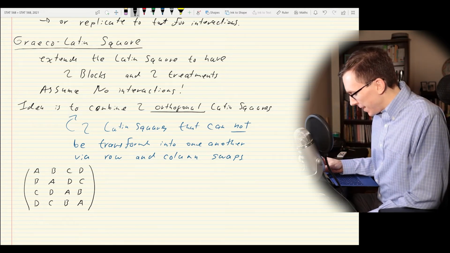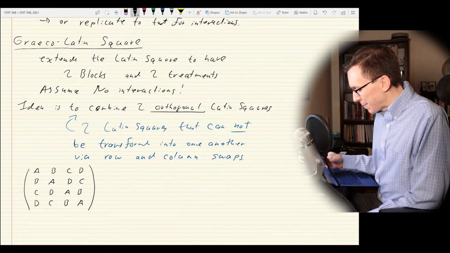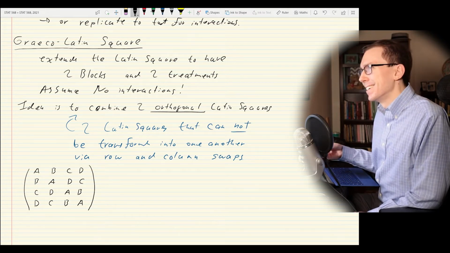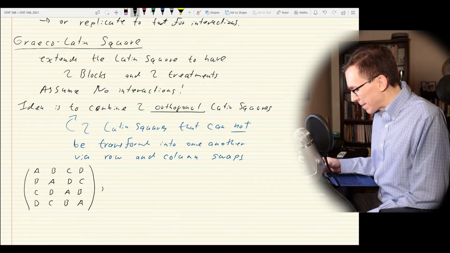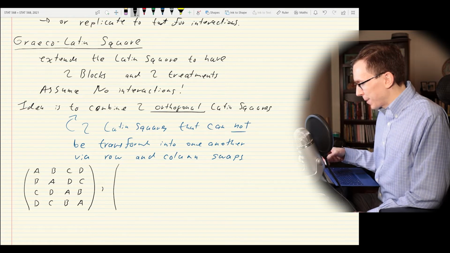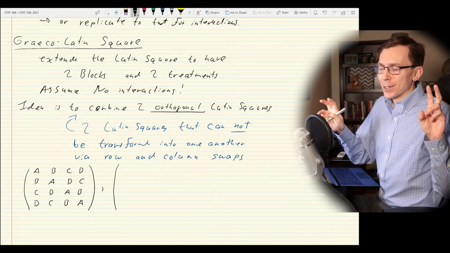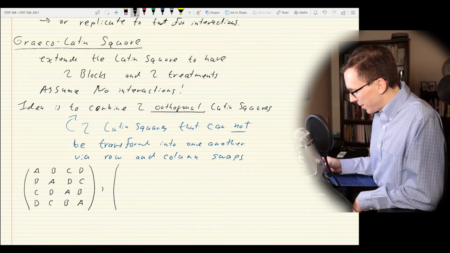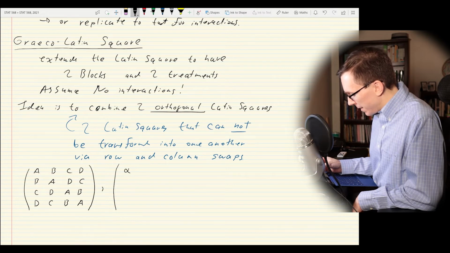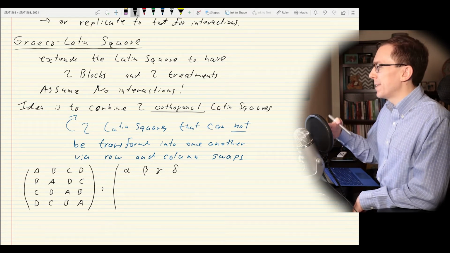Now, let's say we cross that. I'm not even sure if that's the right mathematical notation, so maybe I shouldn't do a cross, because the times sign with a cross in it is a specific mathematical term. So we'll just put a comma there, and I can write down a Greco-Latin square, which will have the Greek letters alpha, beta, gamma, delta in it. These would be the 4 levels of a new treatment factor.